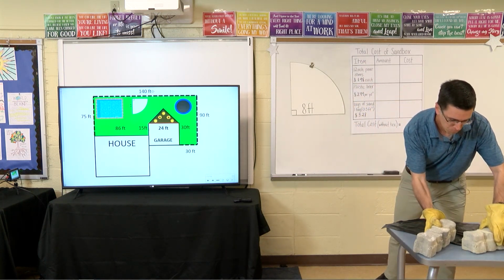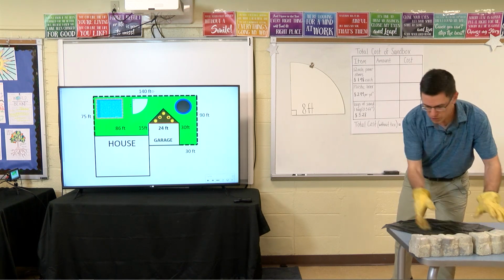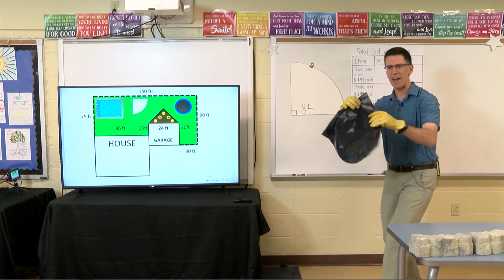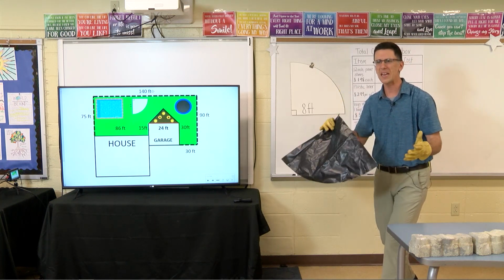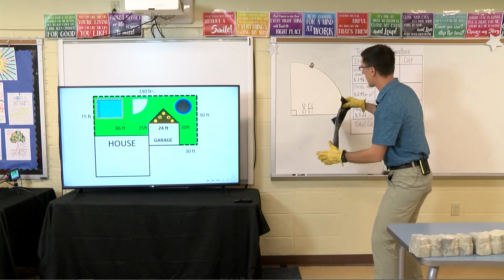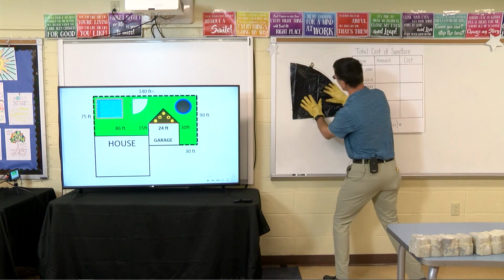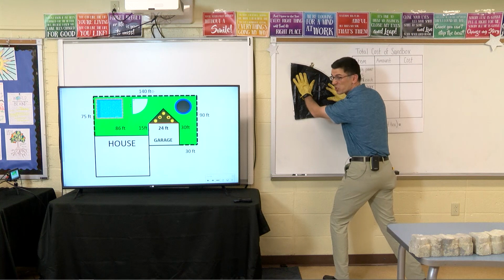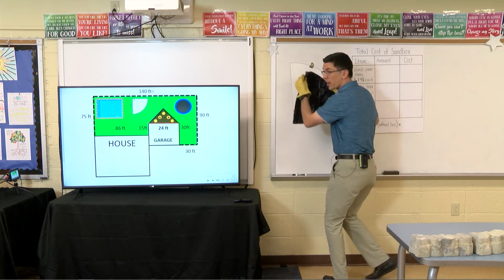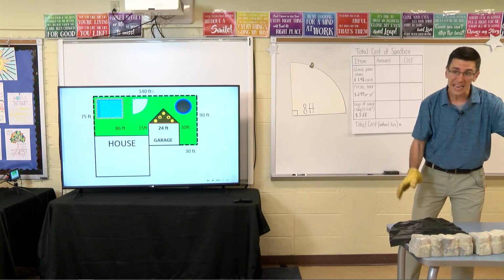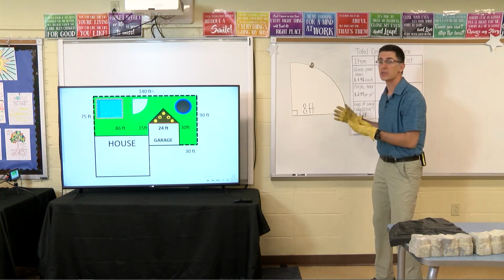Once we border that, I am going to take some liner like this, and we've got to make sure that weeds don't grow in the sandbox. So I'm going to line the inside of the sandbox so weeds won't grow through. And then at the very end, we're going to add sand. We're going to add 3 inches of sand to this box.